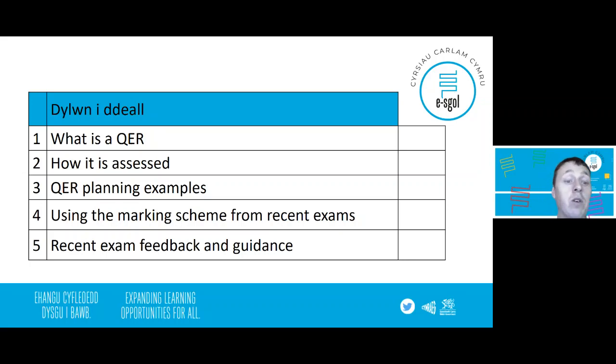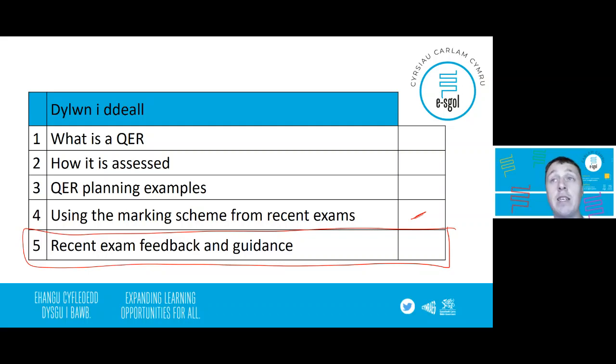From understanding it, we've looked at some planning examples. Those planning examples has gone through each of the units we have studied so far, and we've looked at some of the marking schemes to see how to structure it through using command words to really identify how best to solve these questions. What I've left at the bottom of the PowerPoint, which will be on the website, is some recent feedback and guidance you might want to look at that identifies what normally goes well or what normally doesn't work so well in the answers.